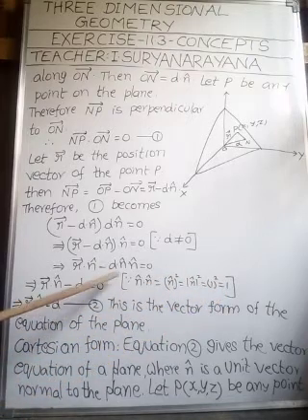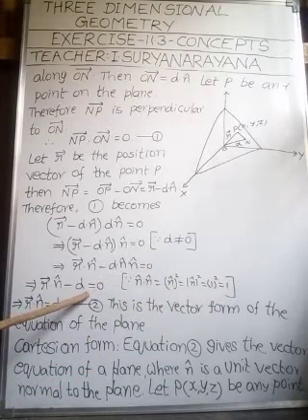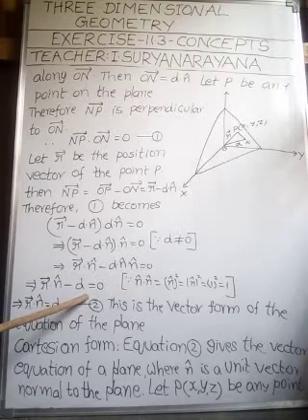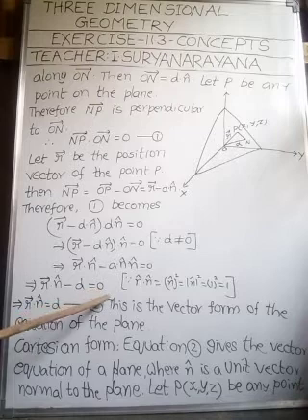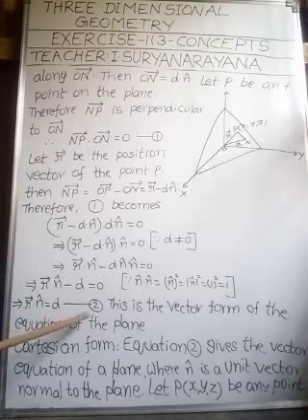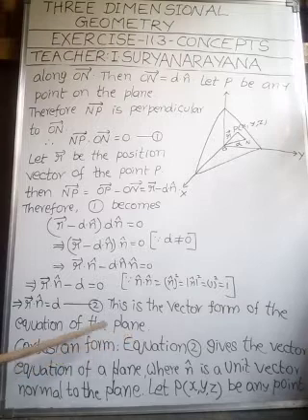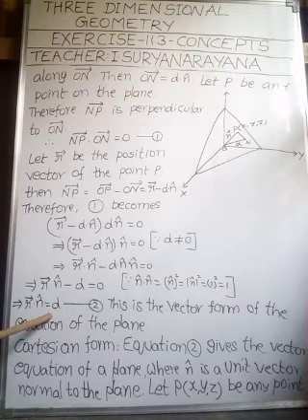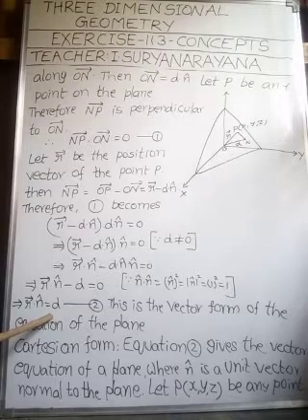So D into 1, what will you get? D only. So we wrote the second term as D only. Understood the second term, my children? Right, is equal to 0. This implies from this equation we can write R bar dot N cap is equal to D. This is the vector form of the equation of a plane. This is called the vector equation of the plane in the normal form. Remember this equation. Okay, my children?